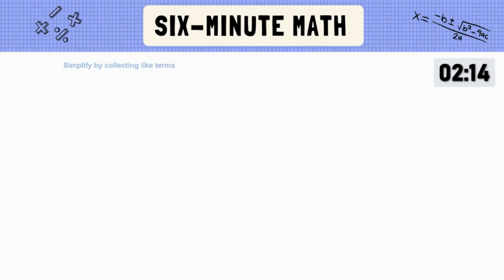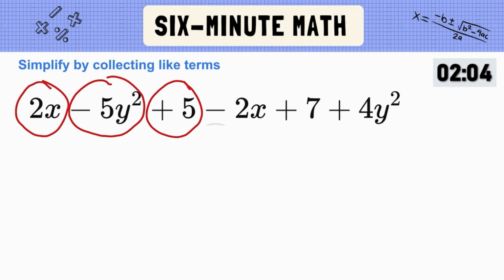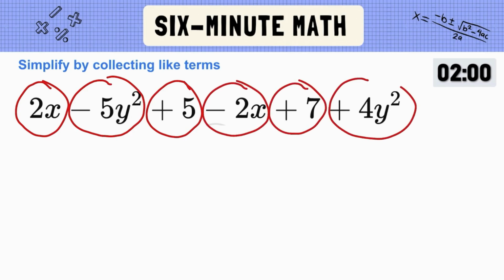Another example here. We're going to simplify by collecting. I'm actually going to use one color to circle all of my terms to make it more alike to what you would do when you're practicing. Again, I always start highest degree to lowest degree, so I'm going to start with my y squareds. Negative 5y squared plus 4y squared is negative y squared.